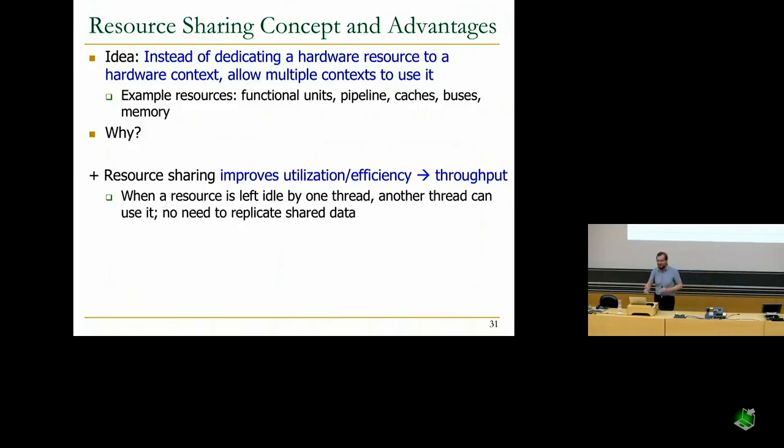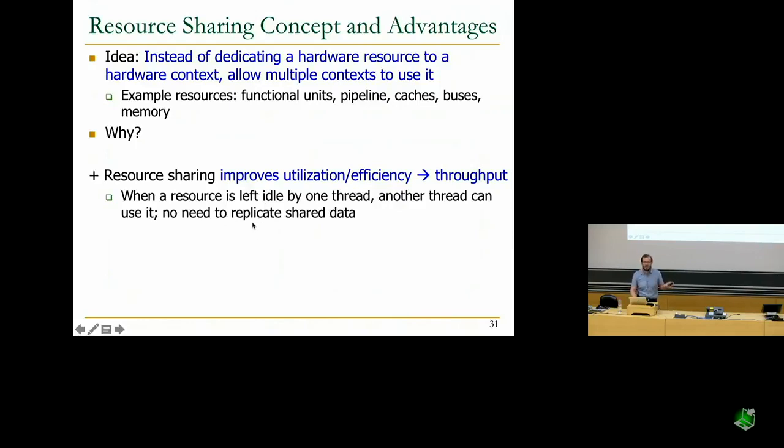Same here. If you partition the cache space between the cores, one core cannot use this other core's space. As a result, you may not utilize the entire cache space really well. Again, if one core needs more than, I don't know, 64 kilobytes, too bad. It cannot get it because this other core has its own portion and it may not be using all of it. So basically, resource sharing is good because when a resource is left idle by one thread, maybe it's not used, another thread can use it.